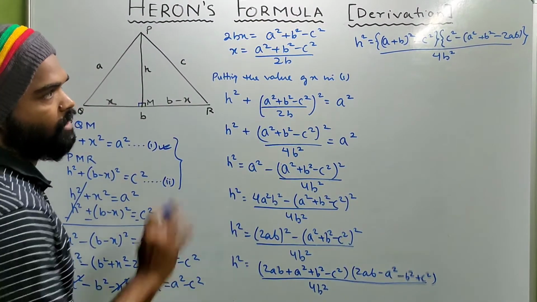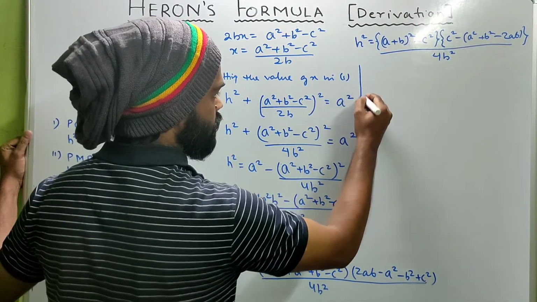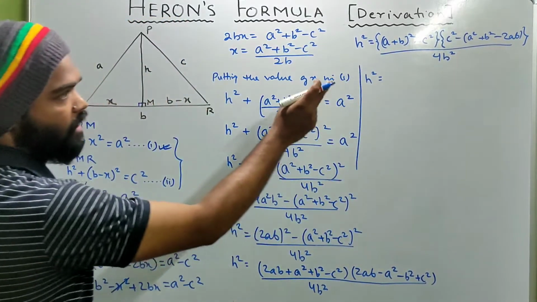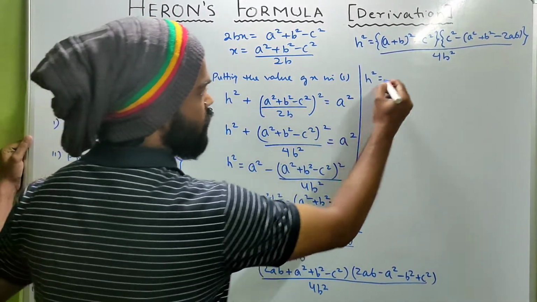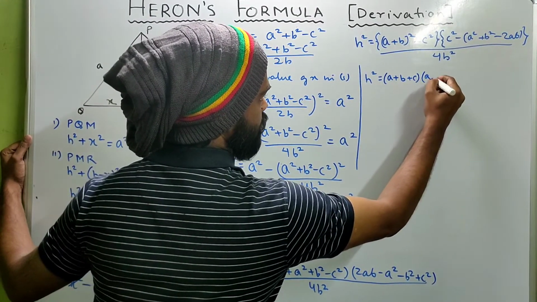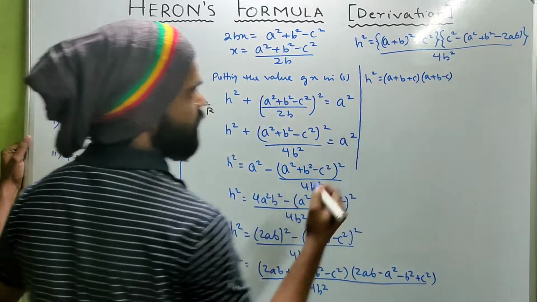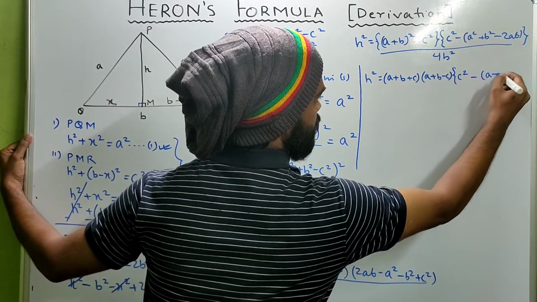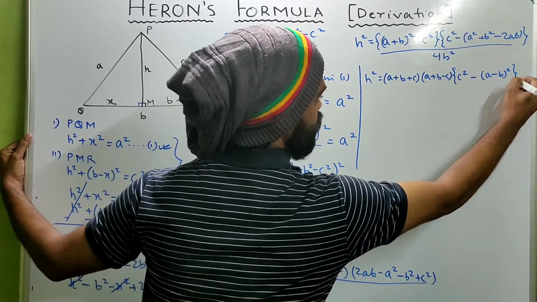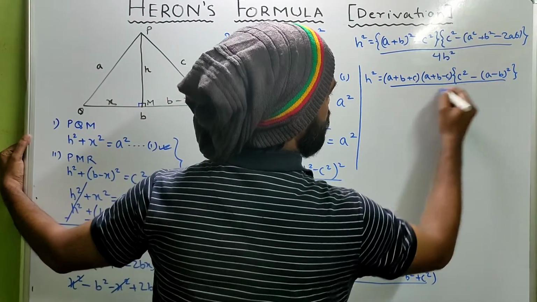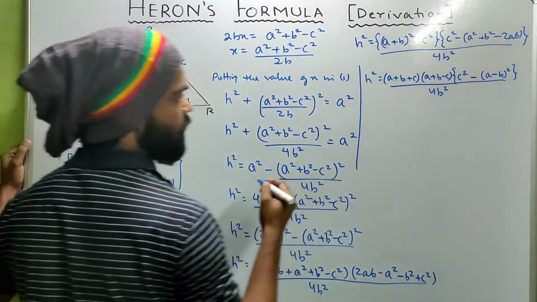Done till now? Now look carefully. h square is equal to, this is what? Again, x square minus y square, which is (a plus b plus c) into (a plus b minus c). Now, this we can write as x square minus (a minus b) whole square, isn't it? By 4b square.